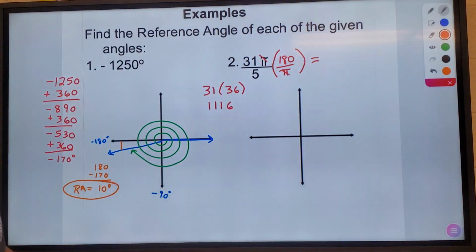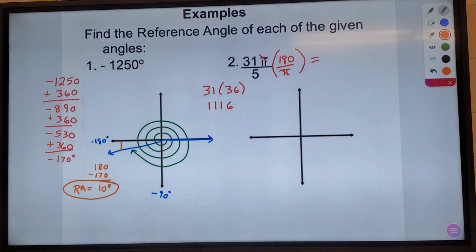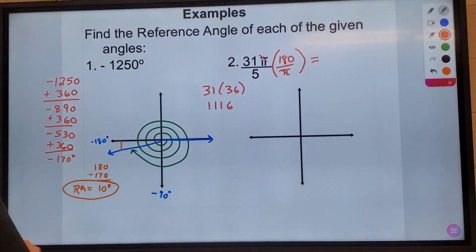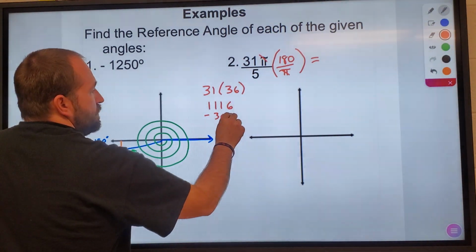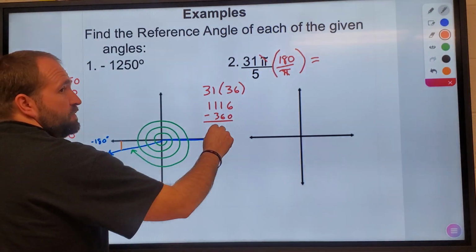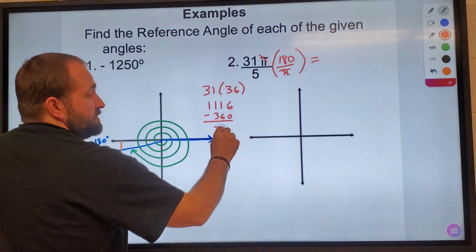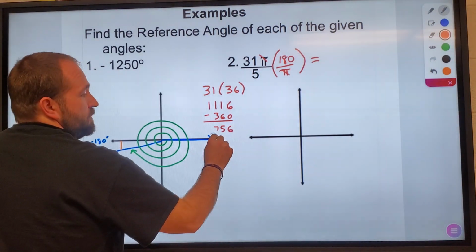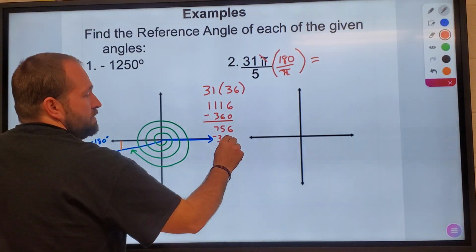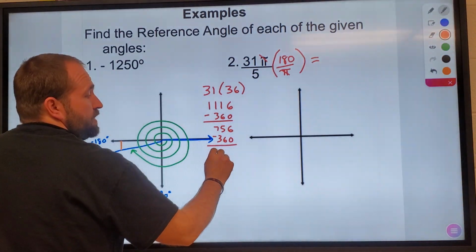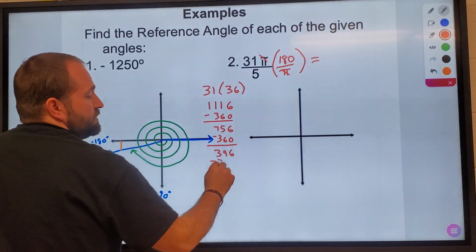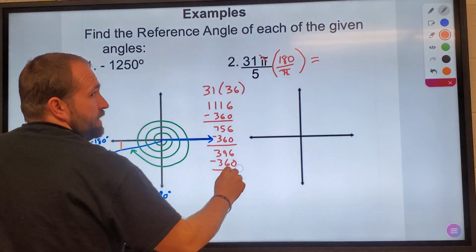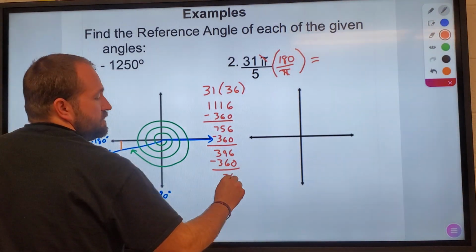Okay, and this is large enough positive now that I can just subtract sets of 360, or again, looking for my rotations. So I subtract 360. That gives me 756. Subtract again 360. That gives me 396. Subtract again 360, and that now gives me 36 degrees.